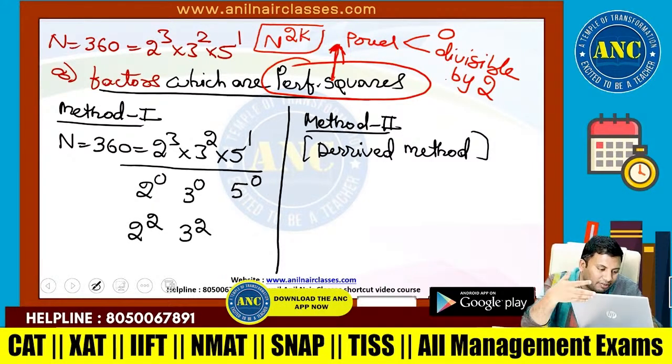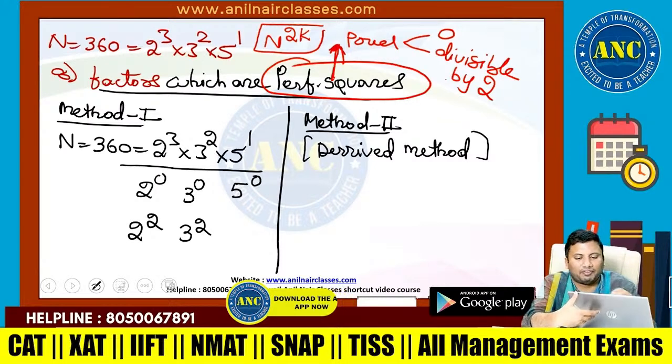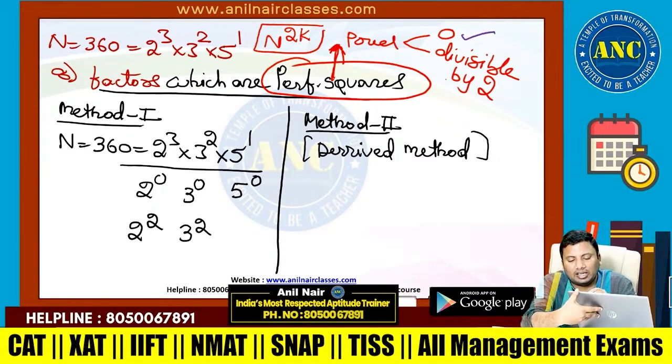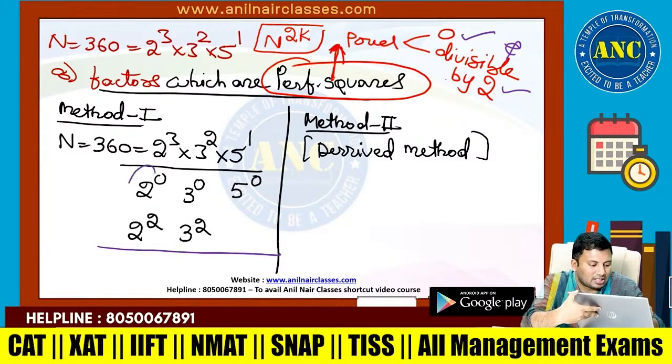So, starting from 0, take only the perfect squares, either starting from 0 and divisible by 2. So, totally how many cases are there here?